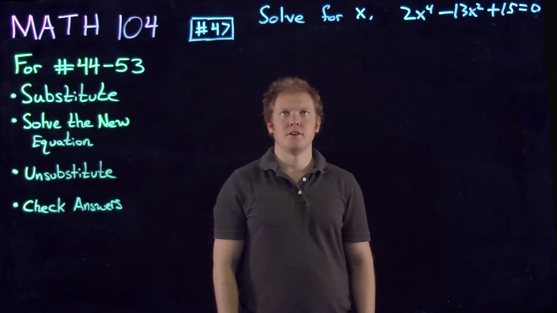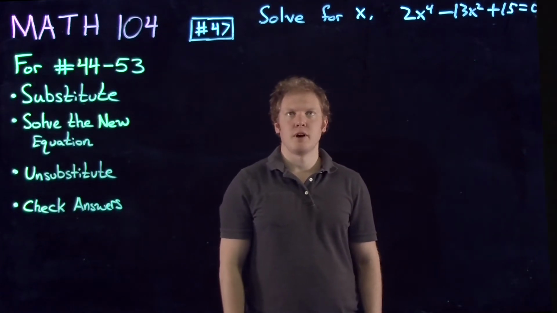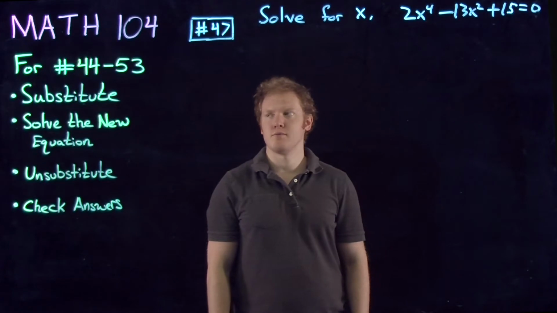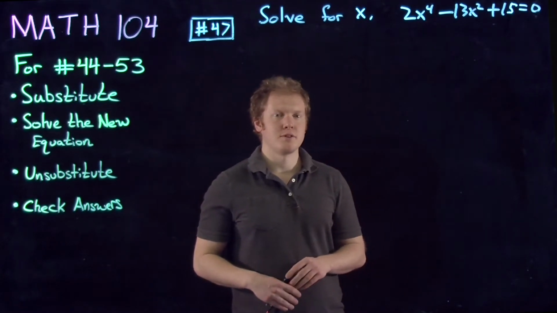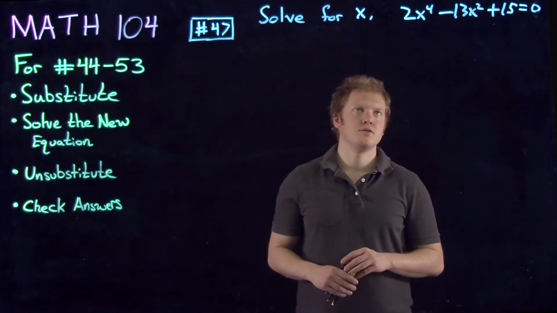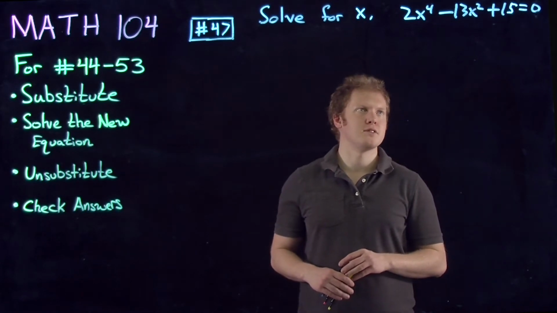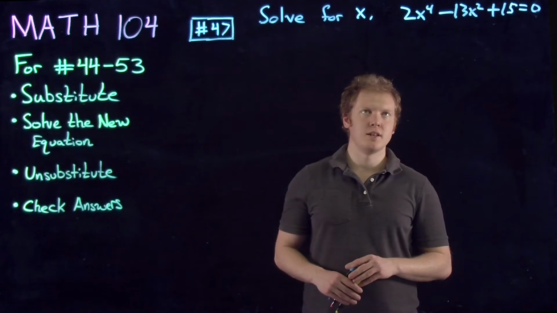Hello again. We're continuing the questions for the Math 104 Gateway. We're on number 47 from the pool 44 through 53, and we want to solve for x in the equation 2x^4 minus 13x^2 plus 15 equals 0.